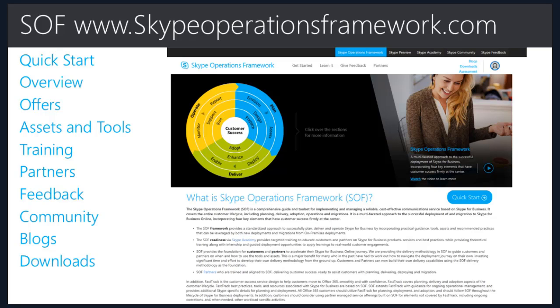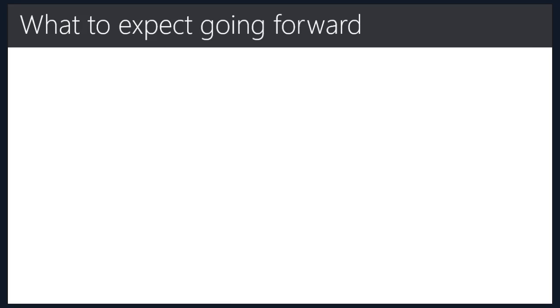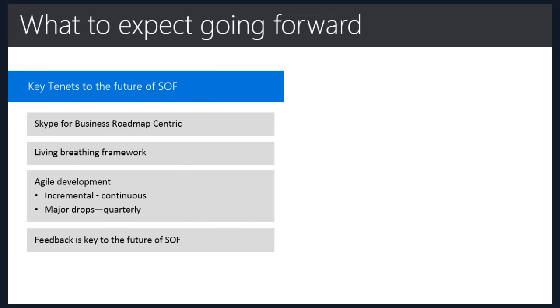Okay, so let's have a think about what to expect going forward with the Skype Operations Framework. As we said, SOF is a living, breathing framework. It's built on an agile development methodology, and that allows us to put in incremental releases continually with major drops typically on a quarterly basis. So we're driven by a number of things. We're driven by feedback. When people provide feedback on our feedback channel, which we'll talk about in a moment, we take that feedback on board as we think about how we should update our existing assets and how we should look to enable those new customer journeys. It's also driven by the Skype for Business product itself. So you'll see being released over the coming weeks more assets within the Skype Operations Framework that are driven and timed as we go live with new capabilities in the product itself.